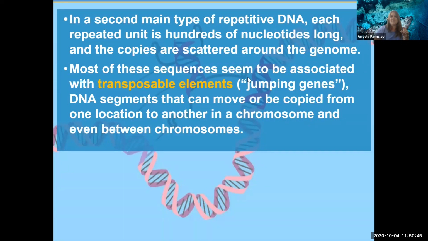In a second main type of repetitive DNA, each repeated unit is hundreds of nucleotides long, and the copies are scattered around the genome. Most of these sequences seem to be associated with transposable elements. We also call them jumping genes, which are DNA segments that can move or be copied from one location to another in a chromosome, and sometimes even between chromosomes.